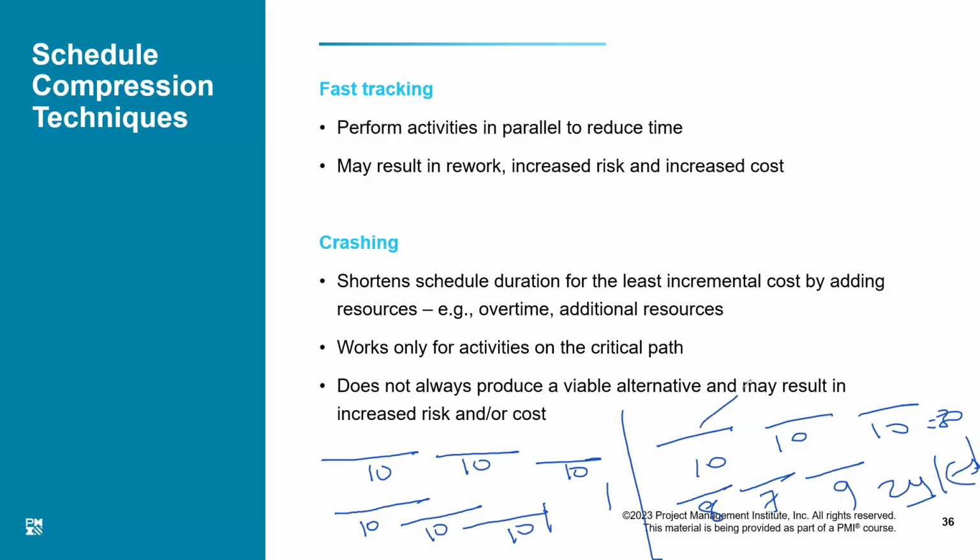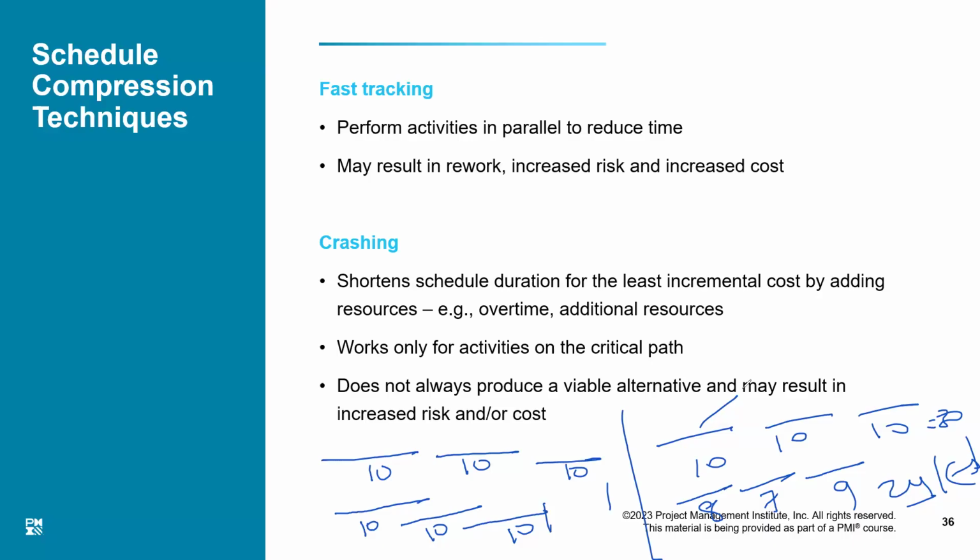This is crashing. So fast tracking is overlapping the activities. Crashing is reducing the duration of the activity. How can I reduce the duration of the activities? I can add more resources. I can ask my team to work overtime. I can replace the existing resources with highly productive resources, and by which I can reduce the duration.